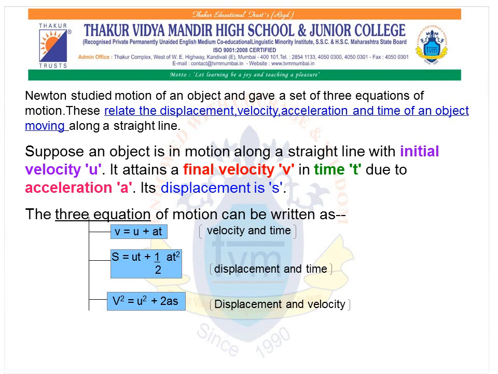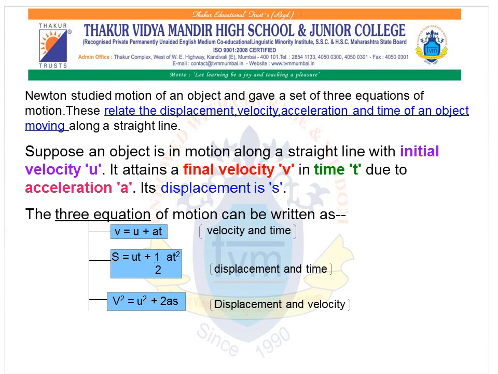Suppose an object is in motion along a straight line with initial velocity u. It attains a final velocity v in a time t due to acceleration a. Its displacement is s. Then the three equations of motion can be written as follows. The first equation, where the relation between velocity and time is considered, is v equals u plus at.